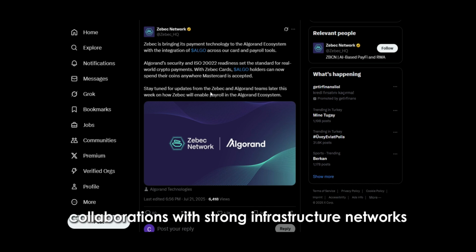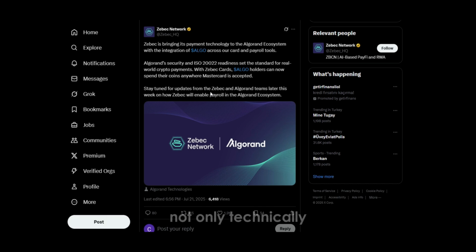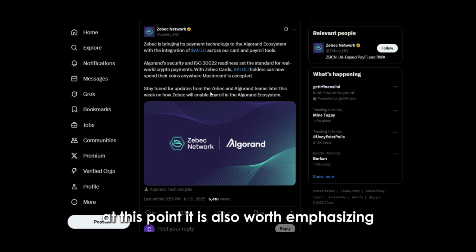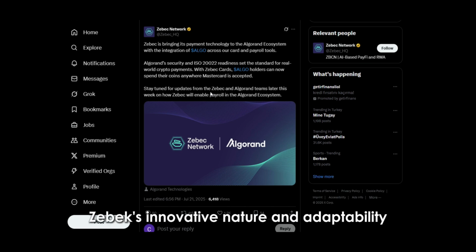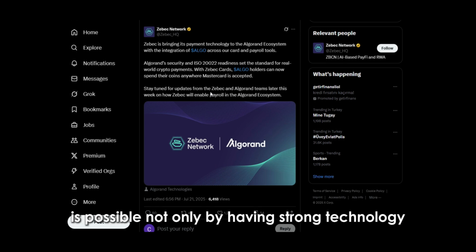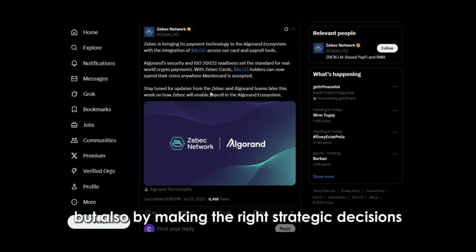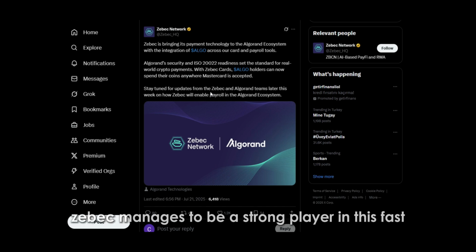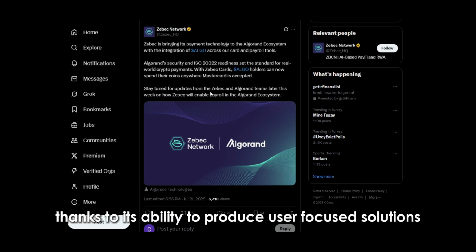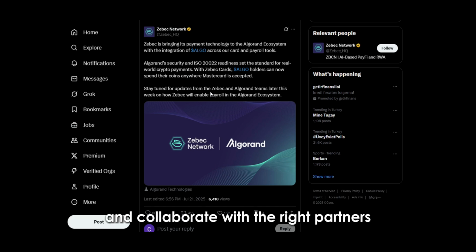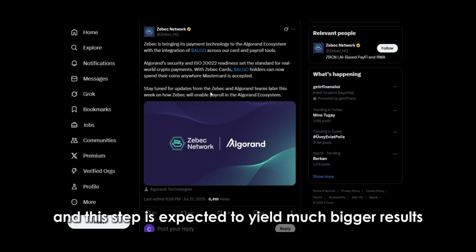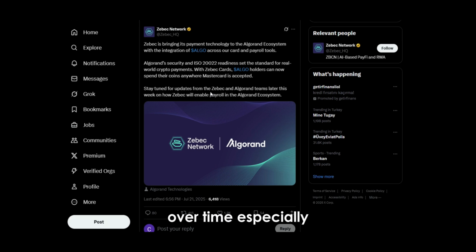Zebec's visionary move can be considered an important milestone in building such a future. Collaborations with strong infrastructure networks like Algorand will advance the sector not only technically, but also in terms of user experience and trust. At this point, it is also worth emphasizing Zebec's innovative nature and adaptability. Surviving in the constantly changing and developing crypto world is possible not only by having strong technology, but also by making the right strategic decisions. Zebec manages to be a strong player in this fast-changing environment thanks to its ability to produce user-focused solutions and collaborate with the right partners. This partnership with Algorand is part of Zebec's long-term plans for the future, and this step is expected to yield much bigger results over time.